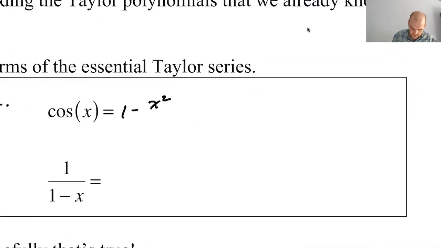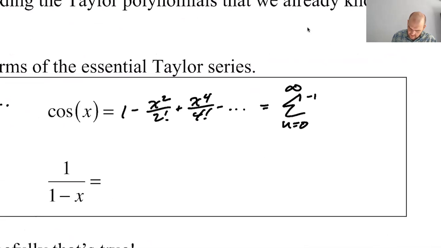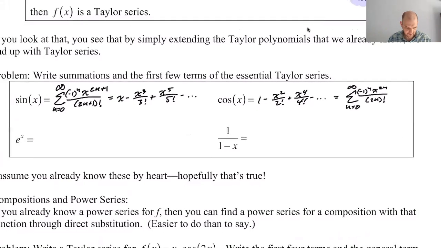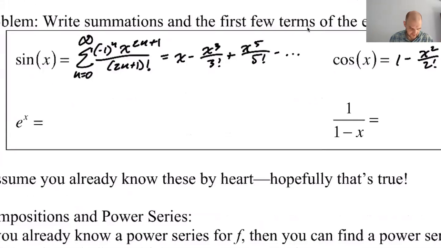Cosine is an even function. 1 minus x squared over 2 factorial plus x to the 4th over 4 factorial minus dot, dot, dot. All of this is from 0 to infinity of negative 1 to the n, x to the 2n over (2n) factorial. Both of those are good for all values of x. We know how to figure that out, that's the interval of convergence. We use the ratio test. The limit will just be 0, which is less than 1 for all values of x, so it converges for all x.